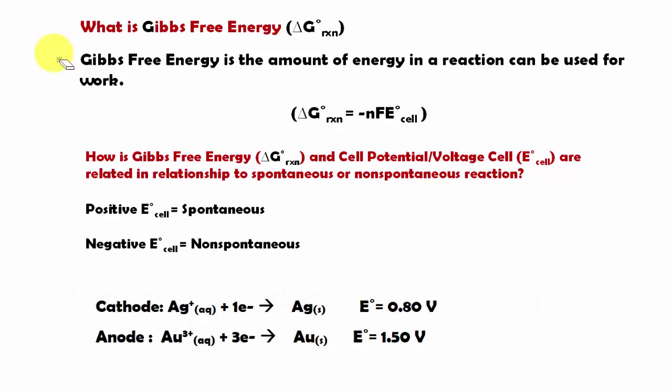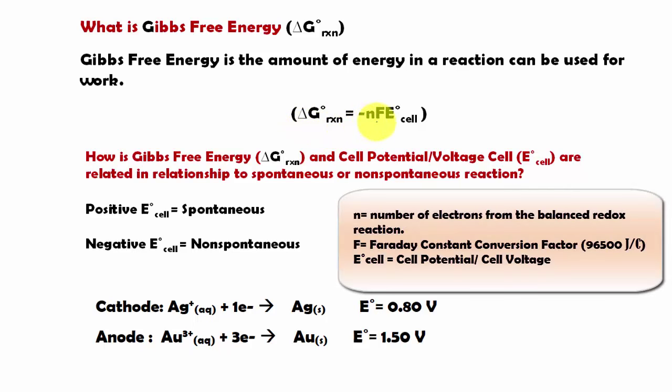In the last lesson, we learned about calculating the Gibbs free energy of reaction, or just delta G. The equation for delta G is negative n F E cell. In this lesson, we're going to learn how to relate delta G and E cell to determine if the reaction is spontaneous or non-spontaneous.